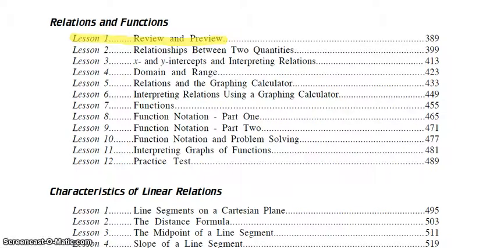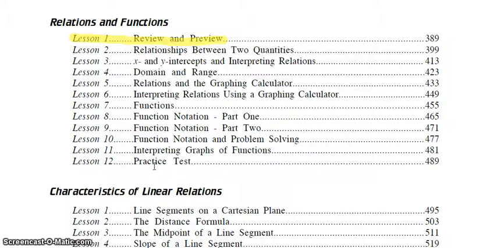This unit seems very long. Look at the table of contents, there are 12 lessons here. But this unit is easier than the others, and the main purpose is to get you ready for the next two units, which we will do in term 4.